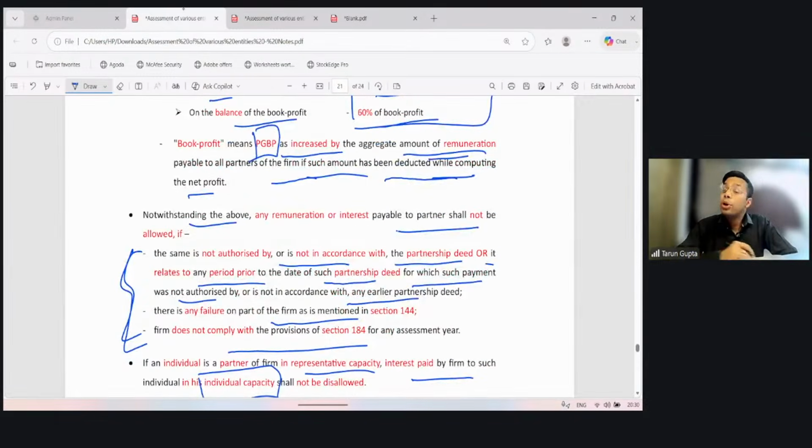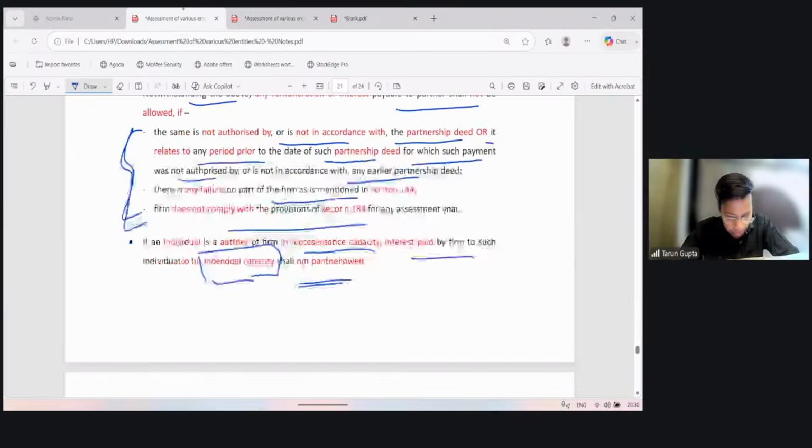Then remuneration and interest are allowed only if authorized by the partnership deed and they relate to the period subsequent to the partnership deed. Okay. It's not allowed if Section 144 is invoked or you have not complied with the condition of Section 184. Okay.